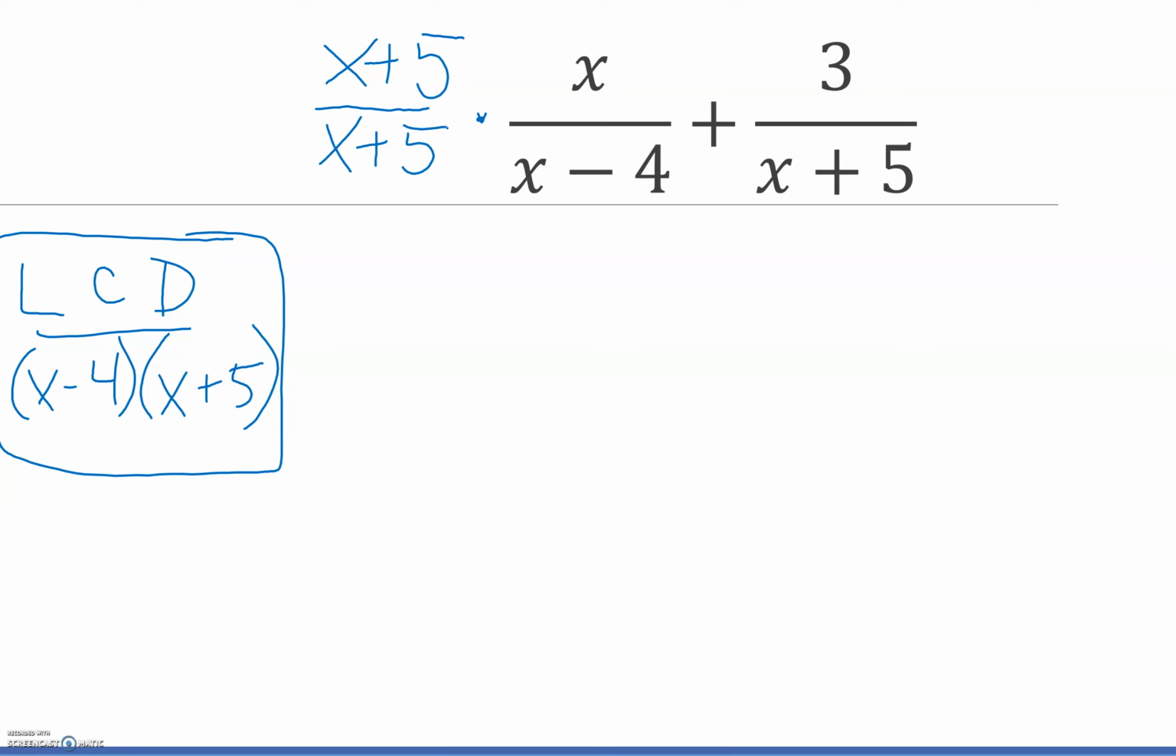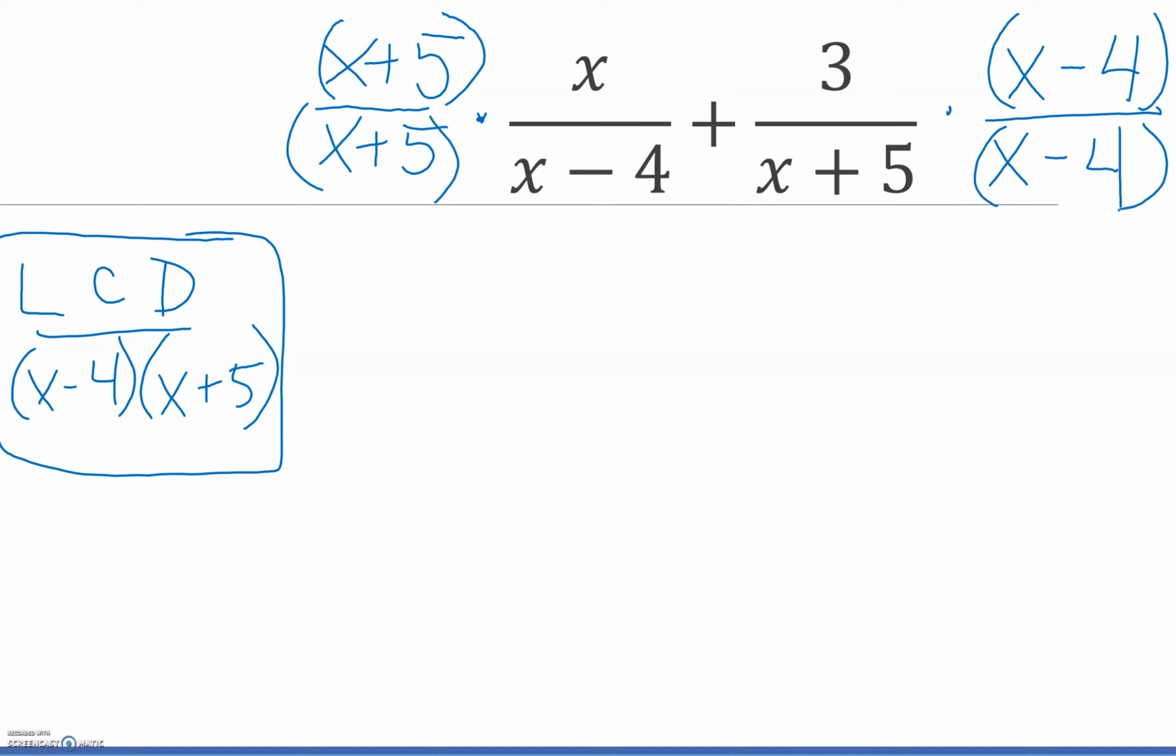The second fraction, or rational expression, is 3 over x plus 5. It has the x plus 5. It's missing the x minus 4. So I'm going to multiply by x minus 4 over x minus 4. And I'm going to put parentheses around this. It makes it a little bit easier. So that x is going to be multiplied by both the x and the 5 there. So x times x is x squared. 5 times x is 5x. So I have x squared plus 5x.